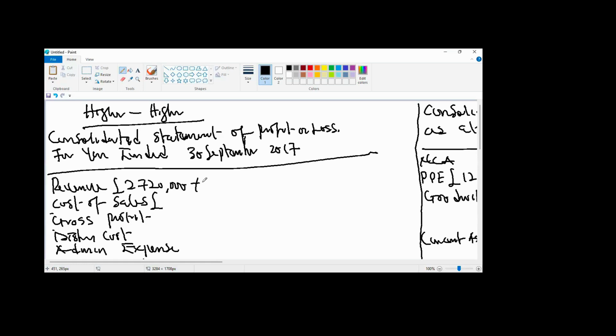2,720,000, plus that of the subsidiary, 1,344,000 times 6/12, minus intergroup sales of 256,000. Why do we put 6 months? We only acquired during the year for 6 months, from April to September. So all items in the revenue and income should be prorated.